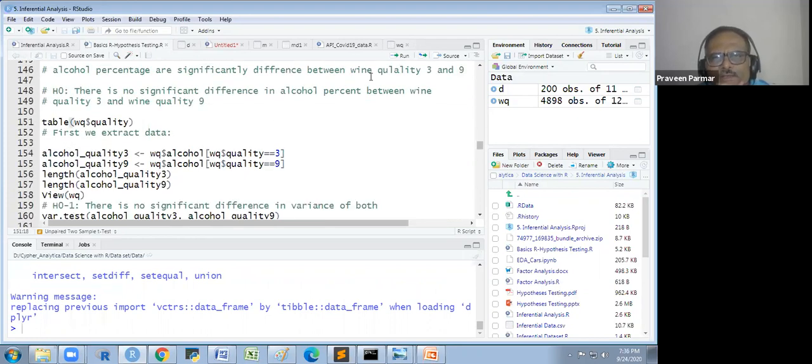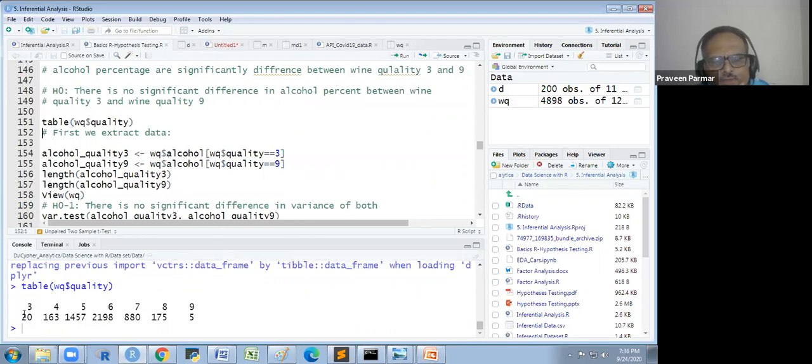So I will show you the table of wine quality. You see, wine quality 3 has only 20 observations, 4 has 163. But we are comparing 3 and 9. Wine quality 9 has only 5 observations. 5 batches have 9 quality wine, 20 batches have 3 quality wine. So the numbers are different, so it's the independent test.